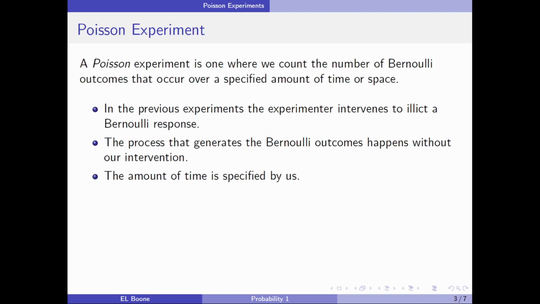All right, a Poisson experiment is one where we count the number of Bernoulli outcomes that occur over a specified amount of time or space. Okay, so before we actually ran a trial to see what happened. Here we're not running a trial to see what happens. We're simply observing without intervention. So this will be clear once we see what happens on these. But the amount of time that we use in our time interval is specified by us.